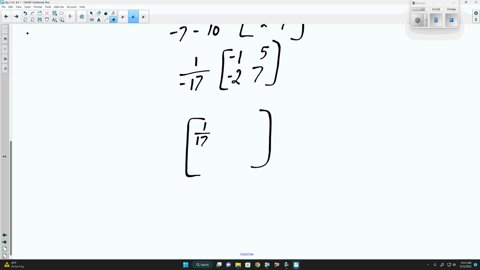One of the nice things with 1/17, as much as we can say this, 17 is prime, yes? So it means any number we have on top will not simplify with it, so the fractions are just going to stay as they are. So if we do negative 1/17 times 5, it's going to be negative 5/17. Negative 1/17 times negative 2 is going to be 2/17. And negative 1/17 times 7 is going to be negative 7/17. And this here is going to be P inverse.